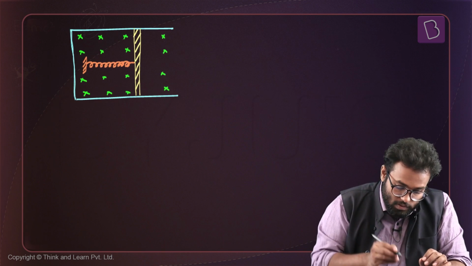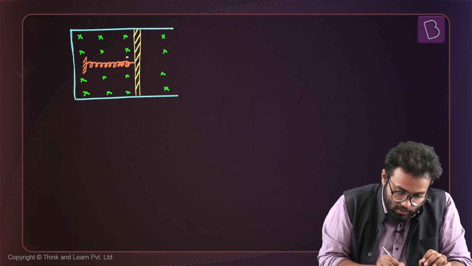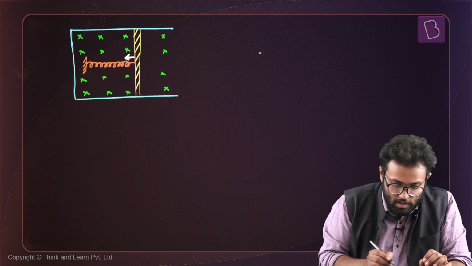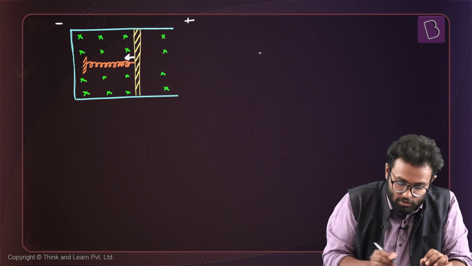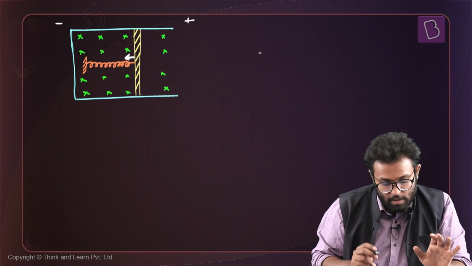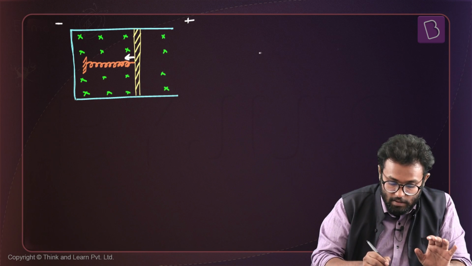So first, let's see what is the force being applied by the spring. It is trying to pull this slider in this direction with a force of kx. So let's say this is the positive direction and this is the negative direction, that is minus kx. That's what it is. Now there's another force which is because of the magnetic field.